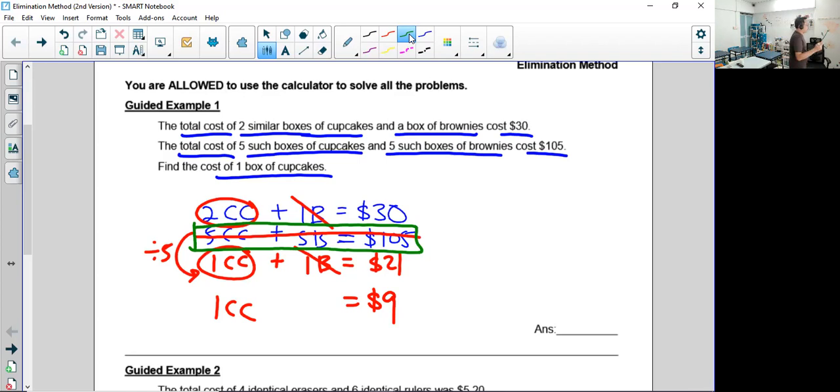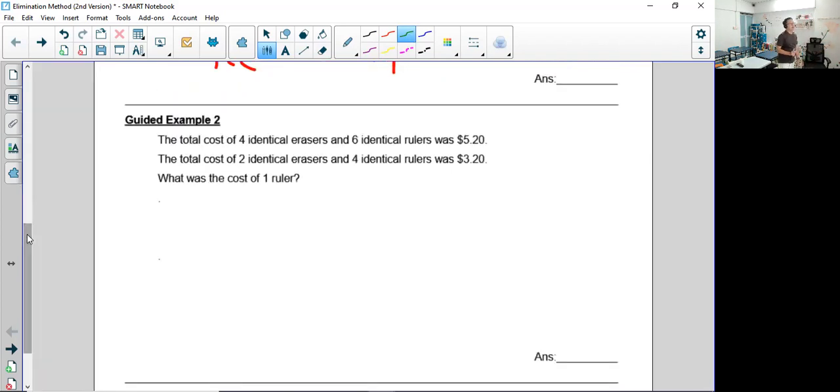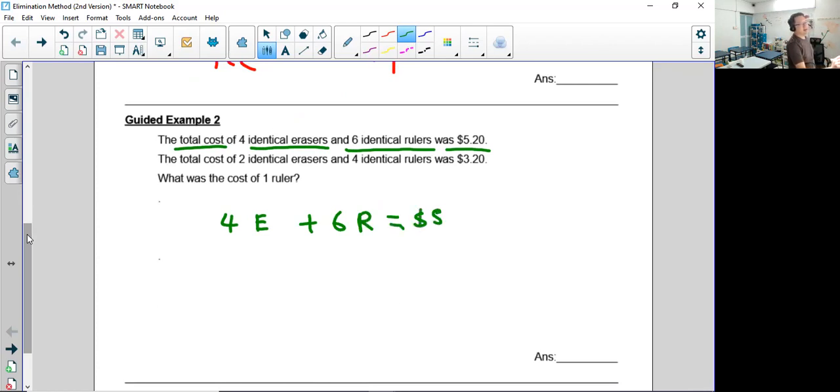Let me just show you another example, using something similar also. The total cost of 4 identical erasers and 6 rulers was $5.20. So you have 4 erasers and 6 identical rulers was $5.20. So whether we are using the elimination method or another method, we have to write something like this, because this is the process of solving.